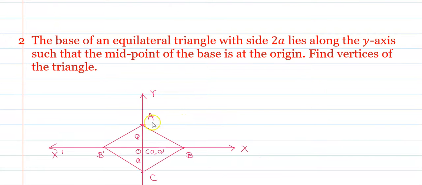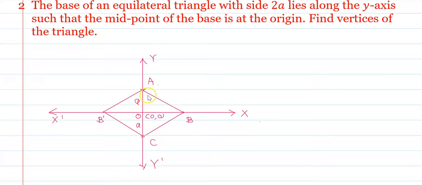As the triangle is equilateral, all sides are equal. First, we consider the case ABC. Therefore, the length of the side AB is 2a. Length of the side BC is also 2a. Now we want to find out the vertices of the triangle ABC. The triangle may be here, that is the vertex B dash on the negative x-axis. Now we'll find out the vertices of this triangle.